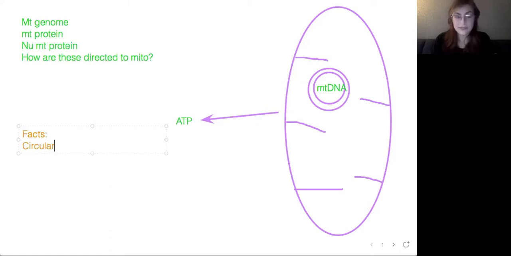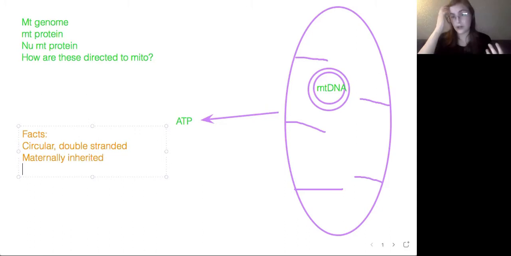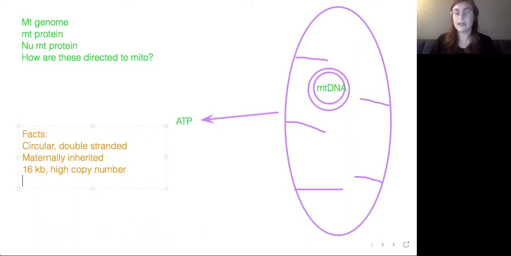It is, as you can see, circular and double-stranded. It is maternally inherited, so you get it only from your mom and not your father. It is about 16,000 base pairs long, so much smaller than your nuclear genome, which is around 3 billion base pairs long. And it has a high copy number. You only have 2 copies of your nuclear DNA, but you actually have anywhere from 100 to 1,000 copies per mitochondria. Then you have multiple mitochondria in your cell. And so this can give different cell types many different numbers of mitochondrial genome based on its energy needs.